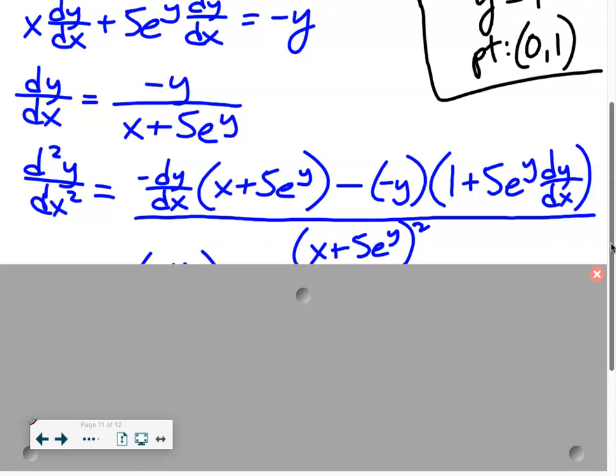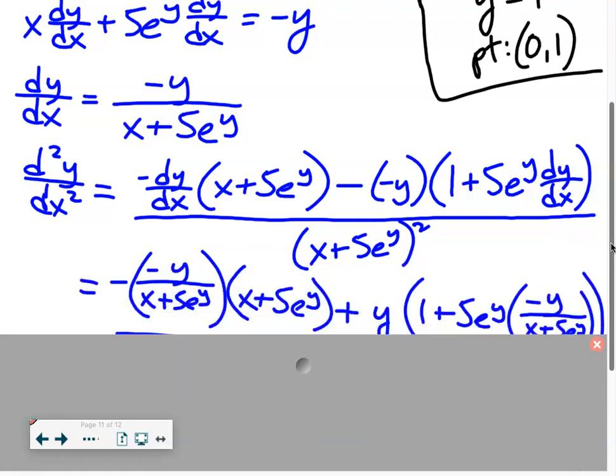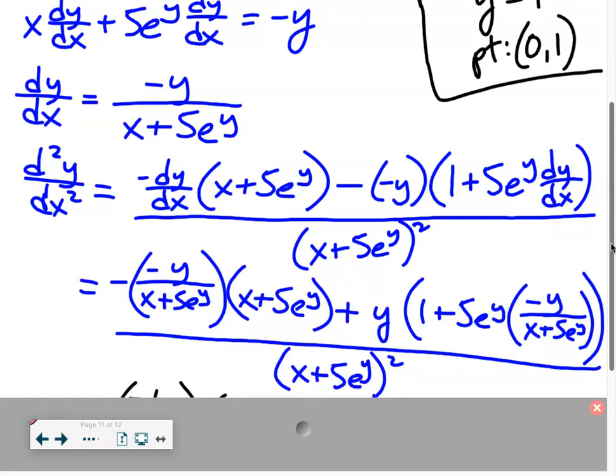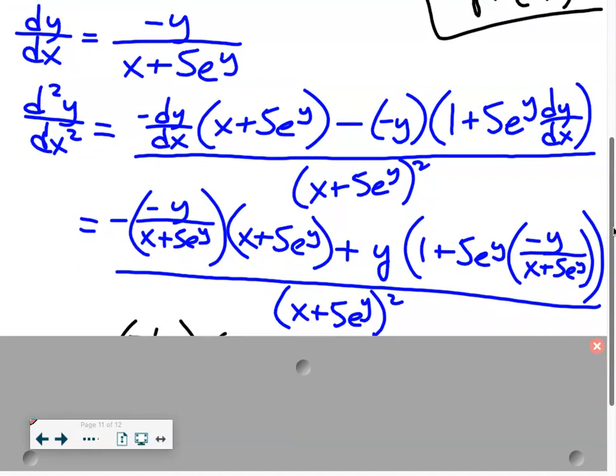Now, you can't leave dy dx in an answer, so I have to replace dy dx with something. What is dy dx? It's this, right? Wherever I have dy dx, I replace it with negative y over x plus 5e to the y. All right, this is easy peasy. Come on, it's like nothing. It's not hard.